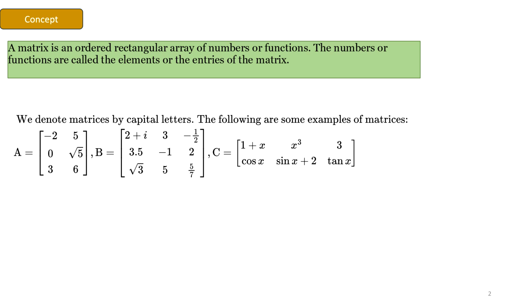Horizontal lines of elements constitute the rows of a matrix, while the vertical lines of elements constitute the columns. For example, A has 3 rows and 2 columns.